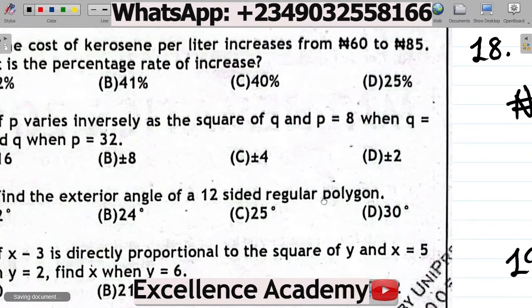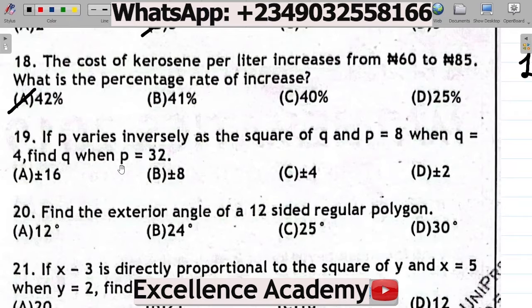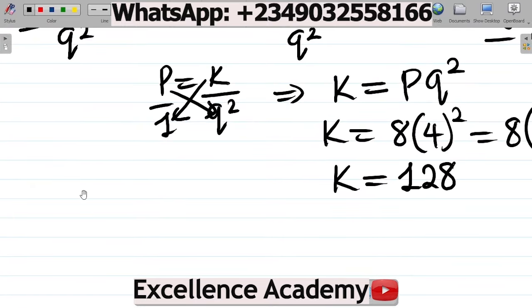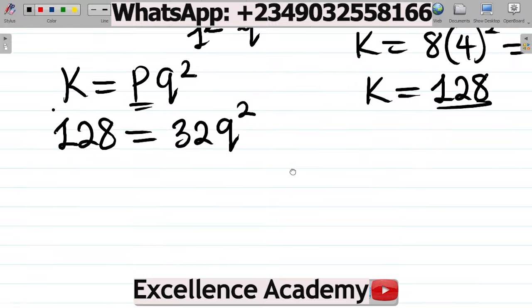Let's see next in there. Now you're asked to find Q when P is 32. When P is 32, what do you have there? K is equal to PQ squared. When P is 32, find Q. We got K as 128. So 128, as you can see here, is equal to P. They gave us P there as 32. 32 into Q squared.